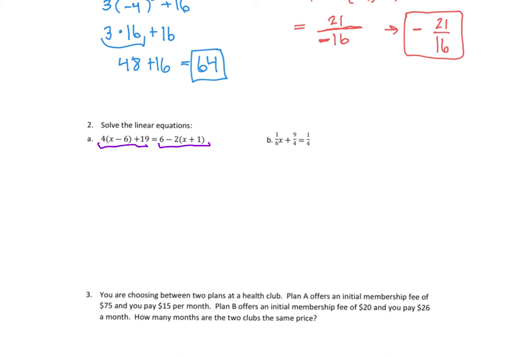So I'm going to distribute the 4 through: 4x minus 24 plus 19 equals 6. Now this is very important. We need to make sure we distribute the 2 through, but also the minus sign. So we're going to go negative 2 times x is negative 2x. Negative 2 times positive 1 is a negative 2.